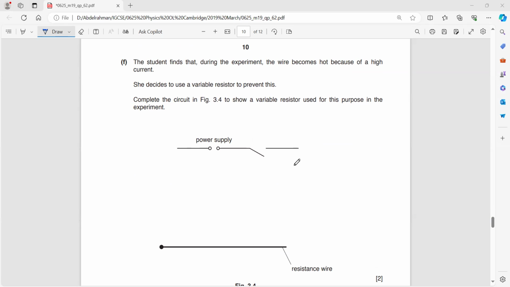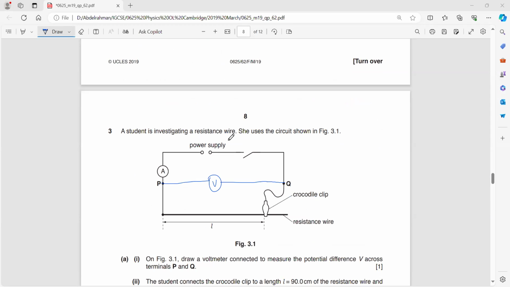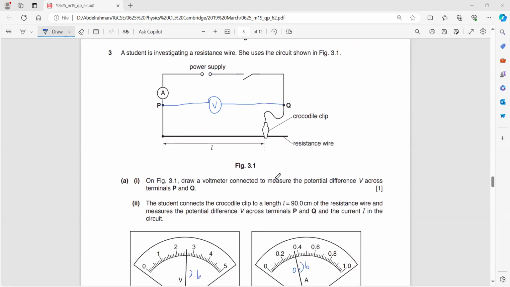Okay, we had the resistance wire. Let's check out the initial drawing. We had an ammeter, the resistance wire, and the voltmeter. Can we draw a variable resistor? Yes, we can. This variable resistor would be instead of the crocodile clip, because it will change the current.